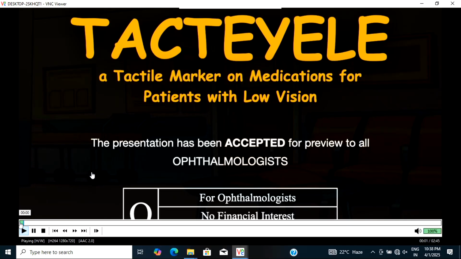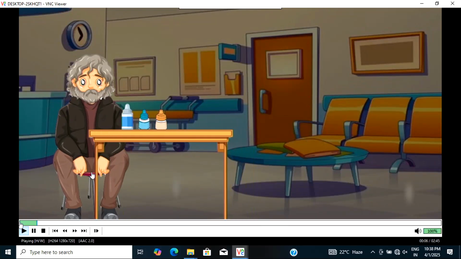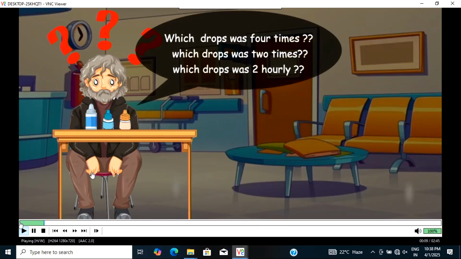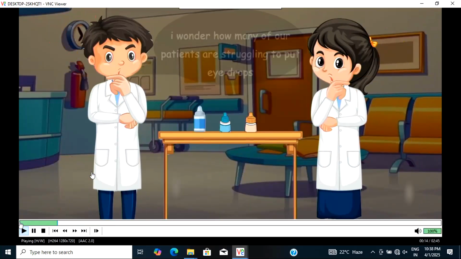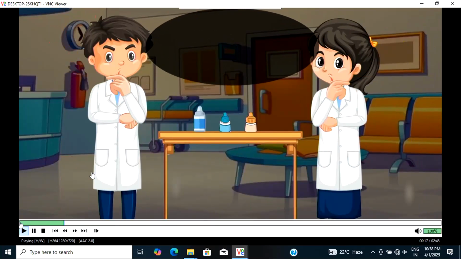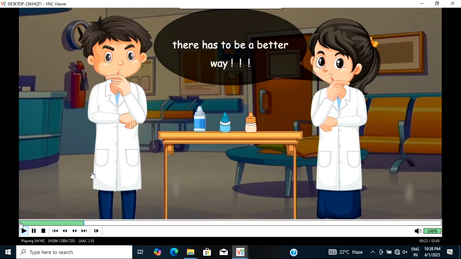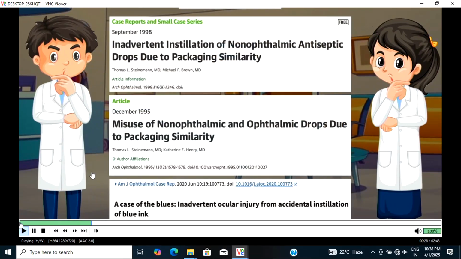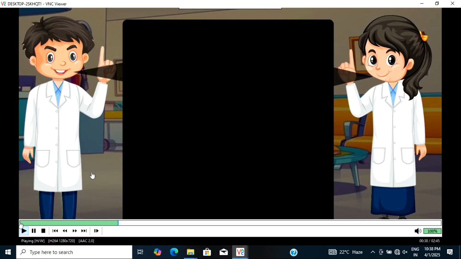Tactile, a tactile marker for medications to assist patients with low vision. Imagine a blind patient who has been prescribed 3 different eye drops. The biggest challenge? Identifying which drop to use and how many times a day. Now consider other scenarios. A patient with blurry vision who cannot read the label, or someone without assistance to help administer the drops. Studies have documented cases of inadvertent use of non-ophthalmic drops, highlighting this as a significant issue. How can we create an affordable, practical solution to help visually impaired patients correctly identify their eye drops and dosage?